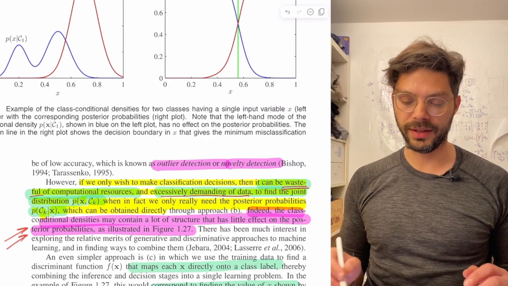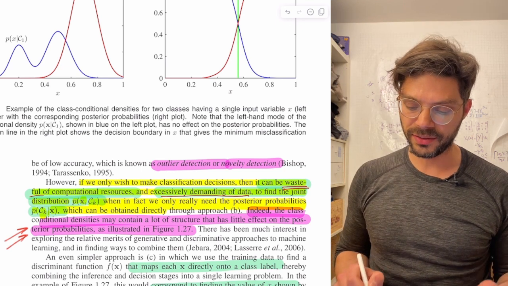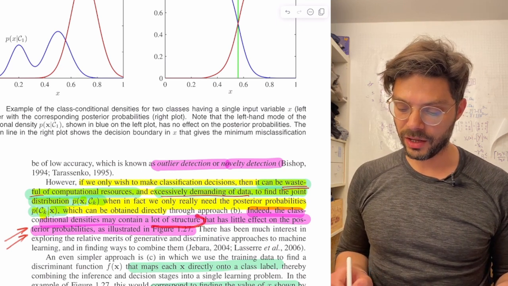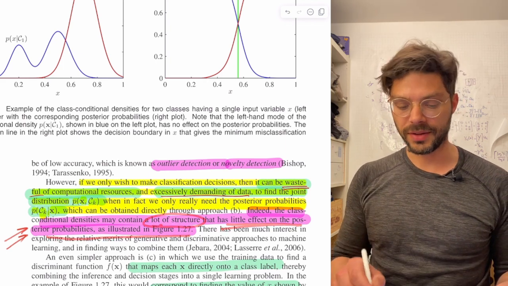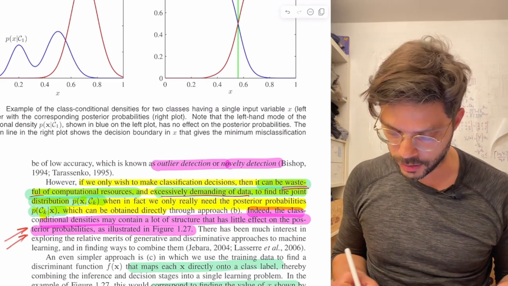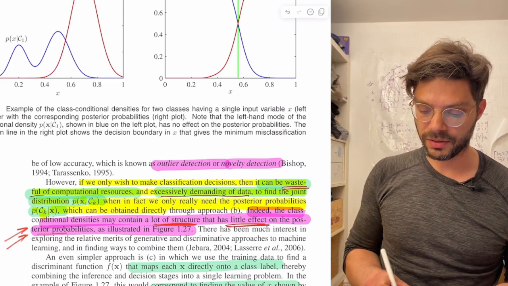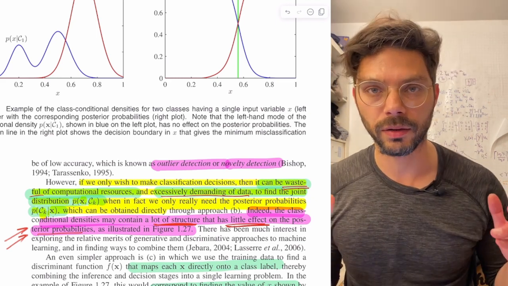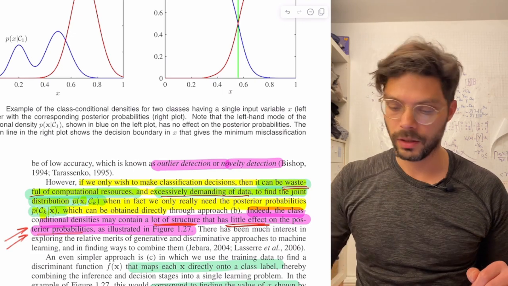And now he says, look, and this is where the really cool figure comes in. Indeed, the class conditional densities may contain a lot of structure that has little effect on the posterior probabilities, as illustrated in this figure. So I'm actually going to highlight this. I'm going to underline this because I think there's lots of structure that has little effect on the posterior probabilities. So let's go and talk about what that means, because I think it's a really, really important point.